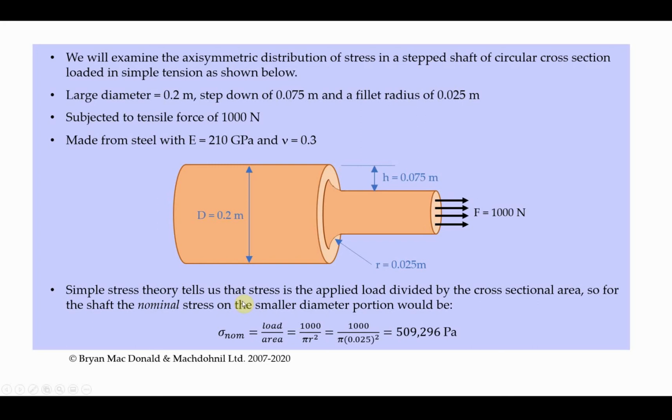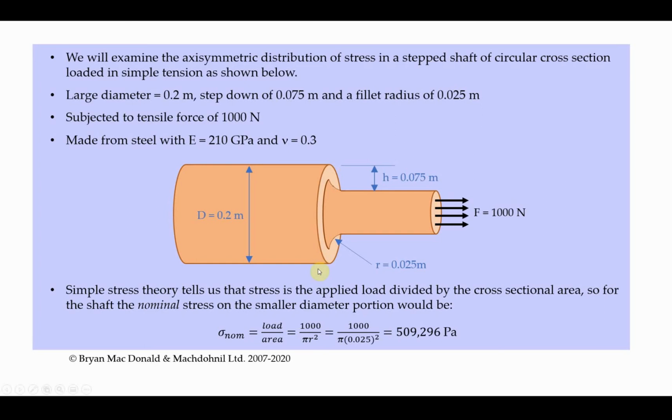So we have a larger diameter up here of 0.2 meters, and we have a height reduction of 0.075 meters, a radius here blending between the two different cross sections of 0.025 meters, and we've got a tensile load of 1000 newtons on the end of the shaft. We're told that the shaft is made from steel with a Young's modulus of 210 gigapascals and a Poisson's ratio of 0.3. And what we're asked to do is find the maximum stress in the shaft, or the stress distribution in the shaft.